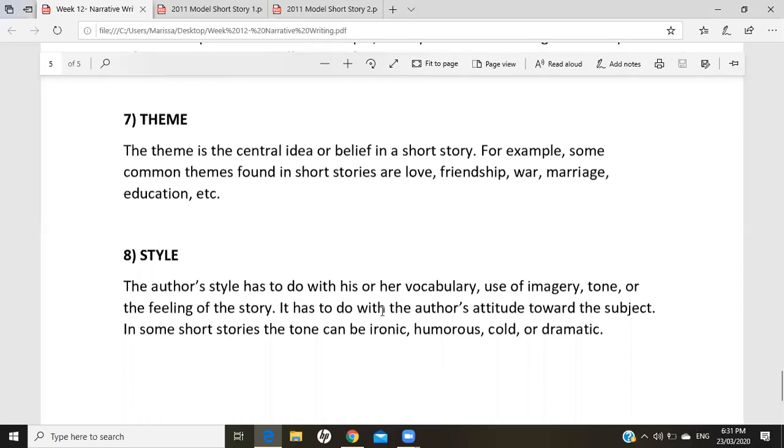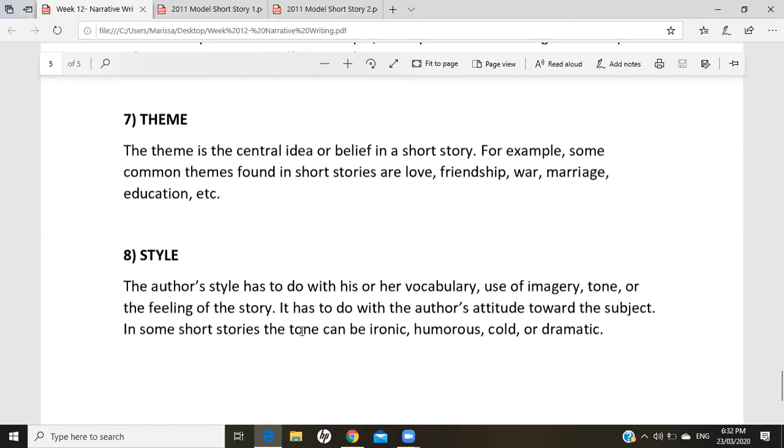So style has to do with the author's attitude towards the subject. Depending on what the subject is that you are writing about, your style would reflect what you feel about the subject. Sometimes if you're writing about something that you don't really fancy, maybe the outcome would be a nasty one. But if it's something that you really enjoy, then maybe the outcome could be a good one.